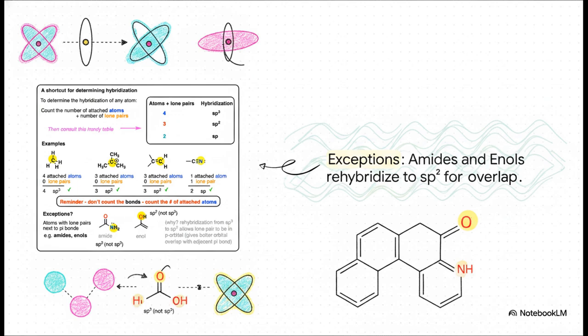Why? Because by becoming sp2, they free up an unhybridized p orbital. They can then toss their lone pair into that empty p orbital, allowing it to overlap with the adjacent pi bond. This creates an incredibly stable, continuous system of moving electrons that we call resonance. So always watch out for lone pairs hiding next to double bonds.